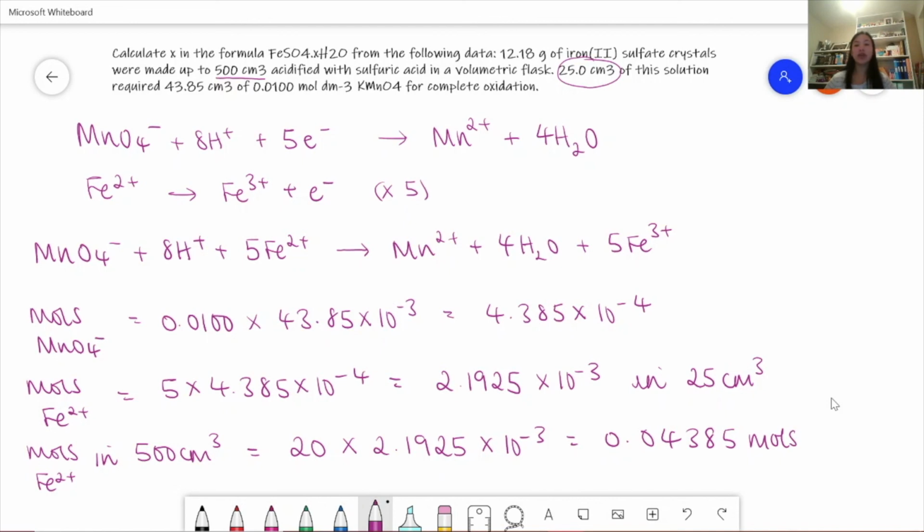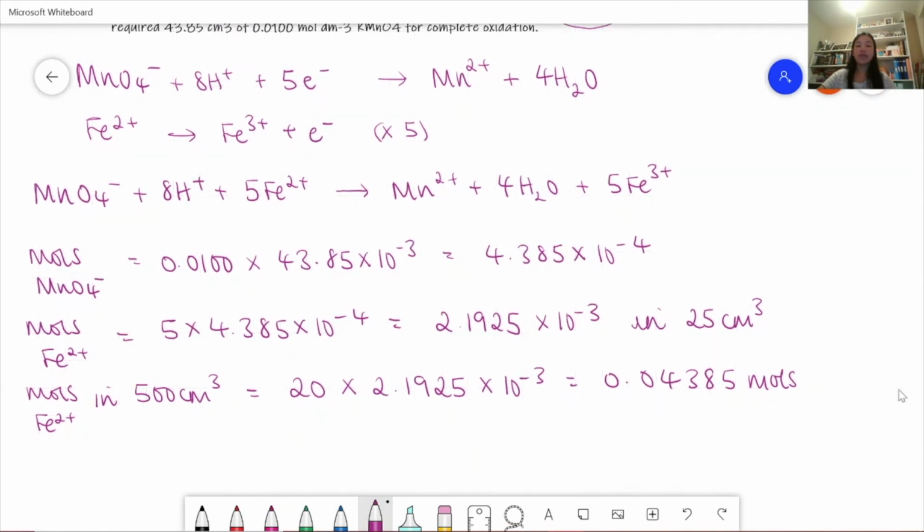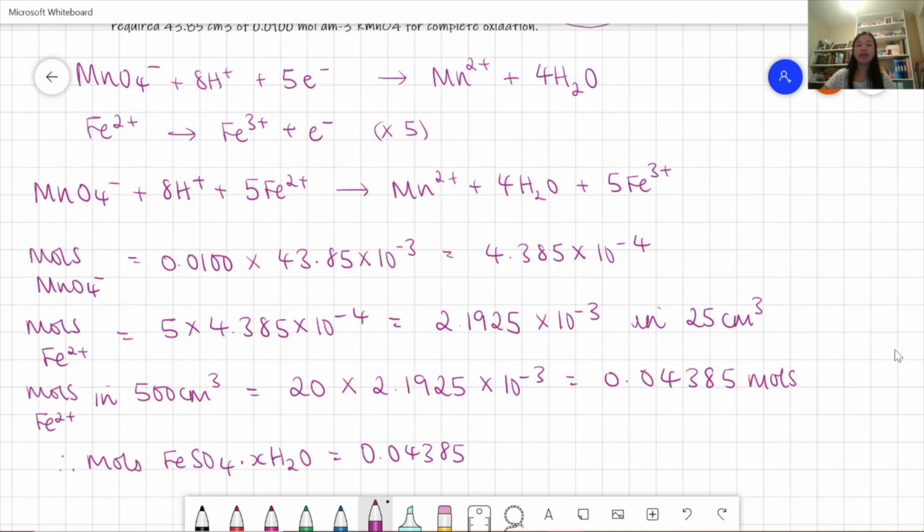And this is also the moles of FeSO4.xH2O we have, because in this formula we have 1 mole of Fe2+ for every 1 mole of this compound. And so we have that. Therefore, the moles that we have of this FeSO4.xH2O is equal to 0.04385. And so now what we can do is we can work out the mass.